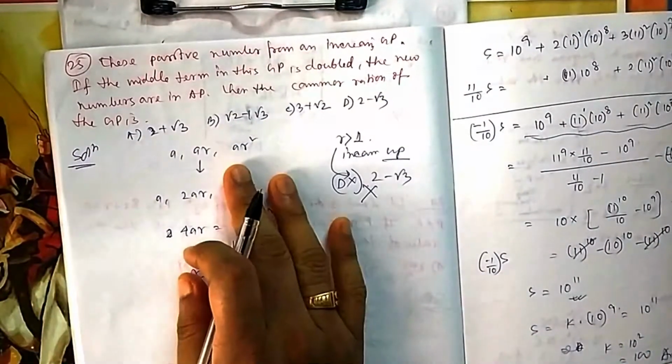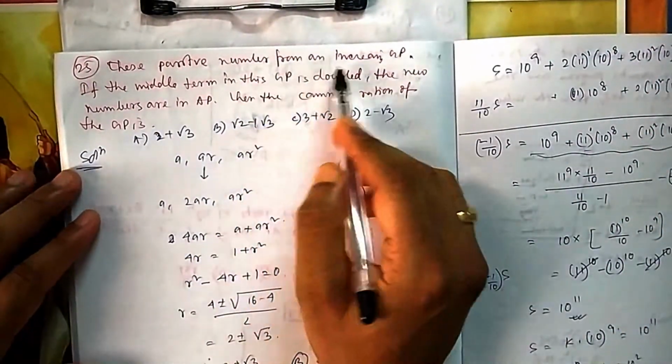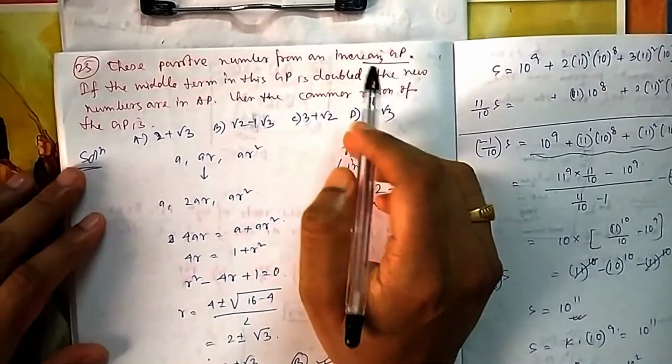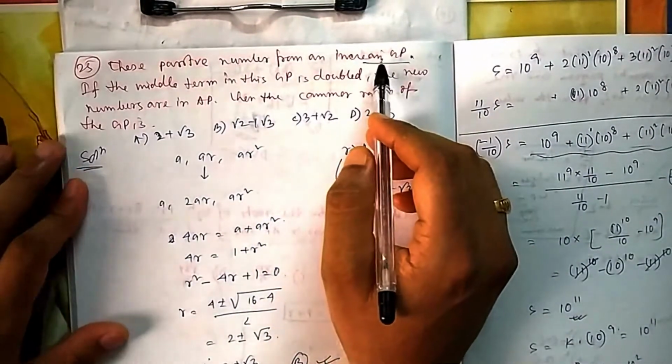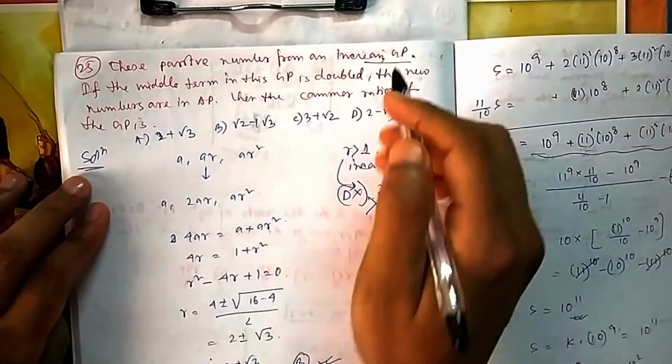If you come to question 25, the positive numbers form an increasing GP. It should be an increasing GP, be careful. That means you have to be careful about this one. It should be increasing.